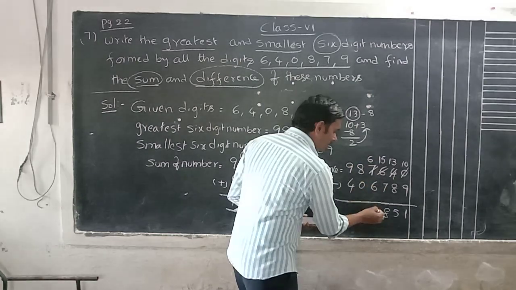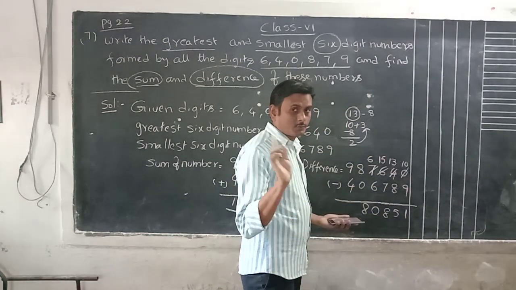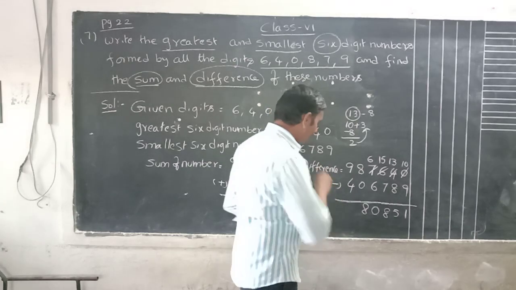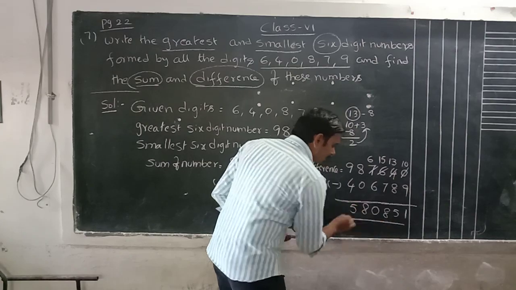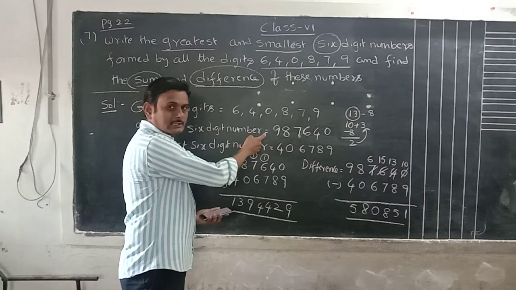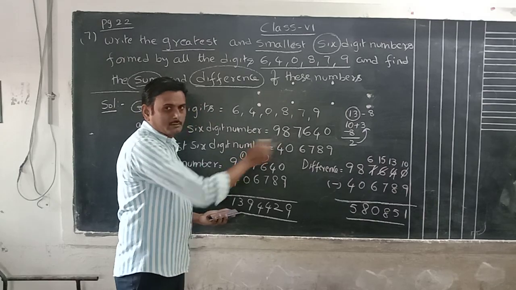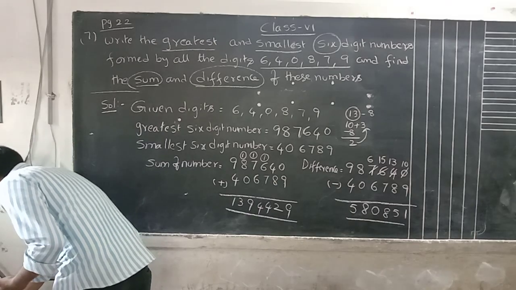6 minus 6 is 0. 8 minus 0 is 8. 9 minus 4 is 5. This is the answer. We have to prepare 6-digit numbers, greatest and smallest, then add and subtract. That is the solution for the given question. Now we will go for the next question.